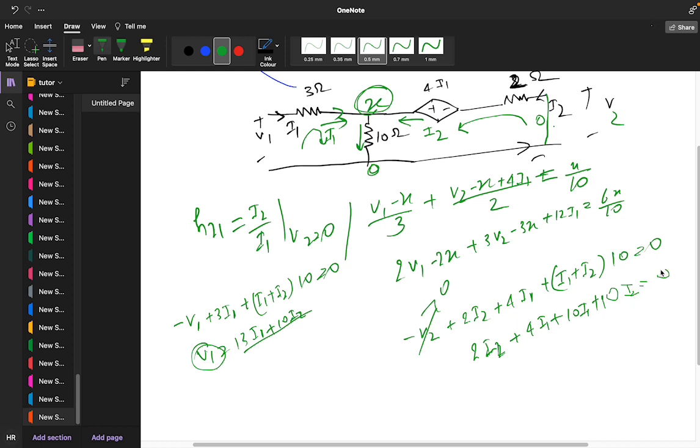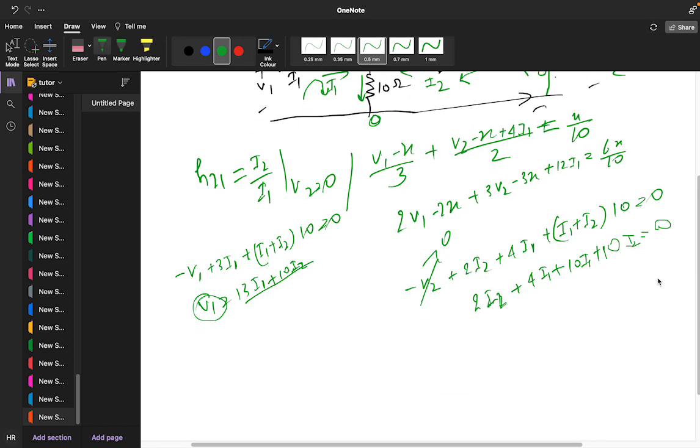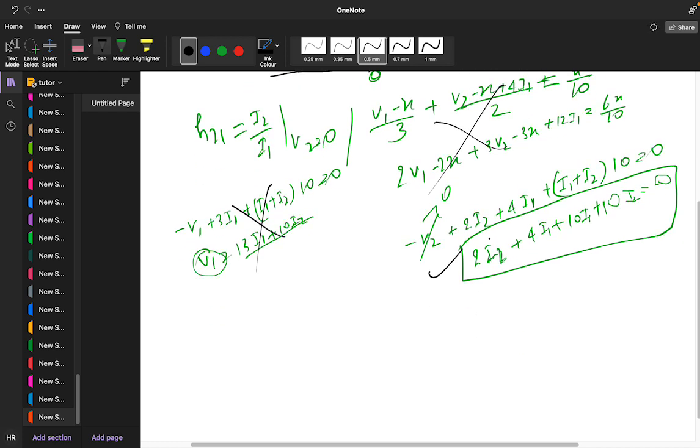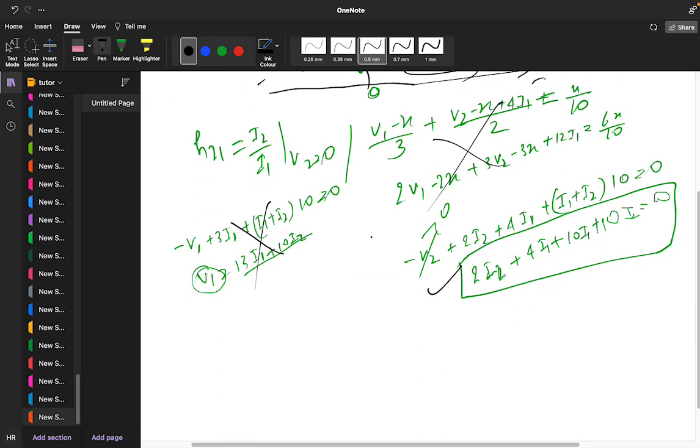Solve this equation and tell me what is the value of I2 by I1. By one equation only we get the result. We don't require this kind of thing; it is not at all required. By solving this equation only we'll get the result. So tell me, anyone, what is the value of I2 by I1 from this equation?